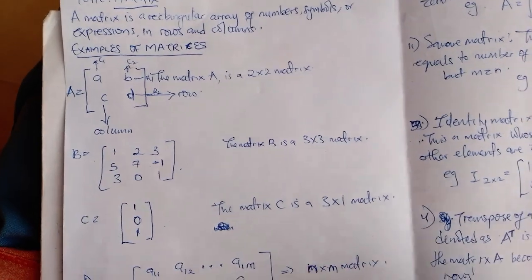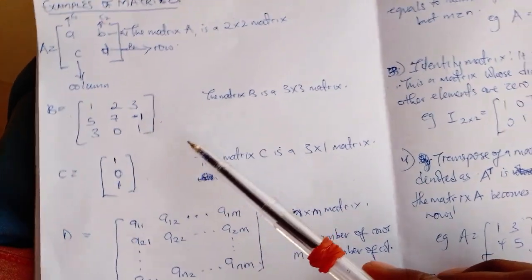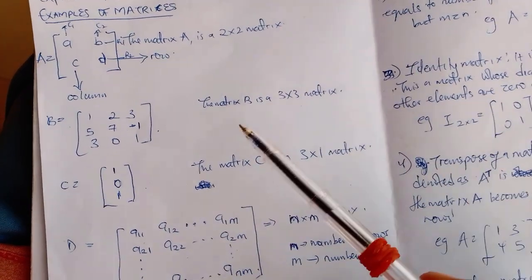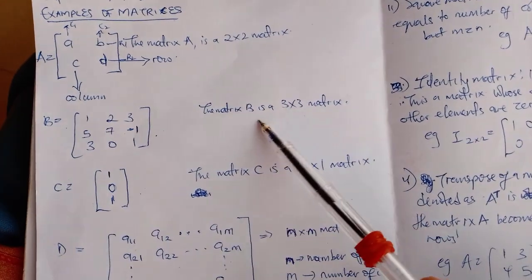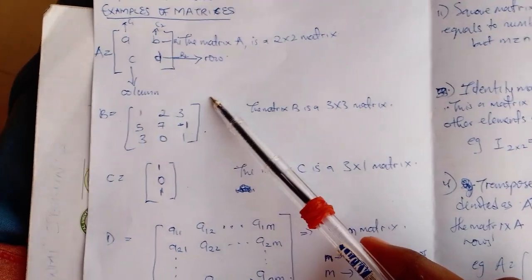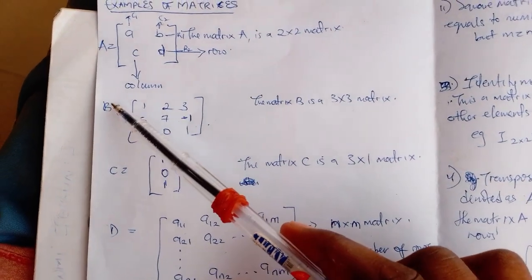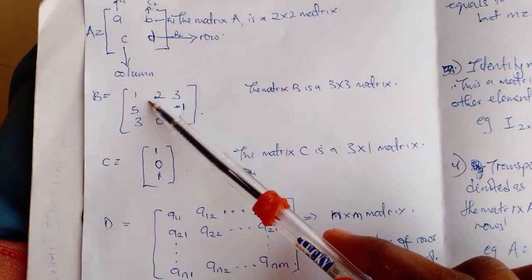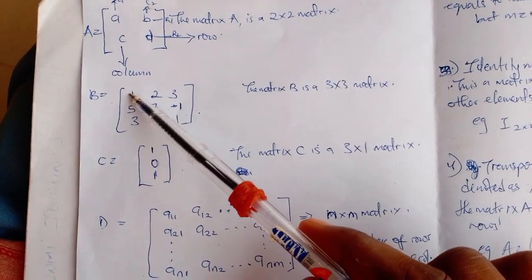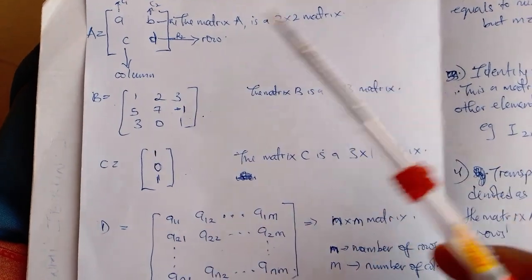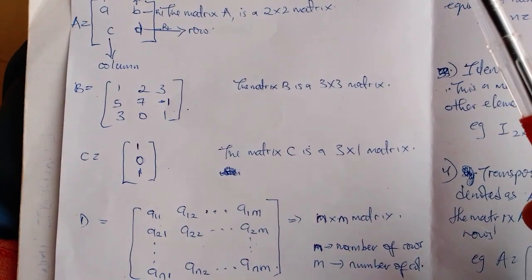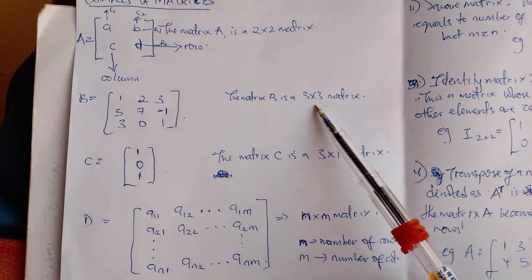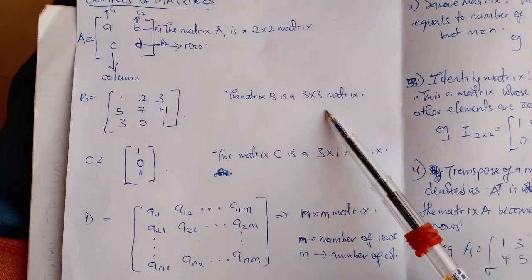Alright, so we are still looking at some examples of matrices here. We also have a 3 by 3 matrix. So matrix B here is a 3 by 3 matrix. Why? Because you have 3 rows and 3 columns. This is row 1, row 2, row 3, 3 rows. We also have 3 columns, this is 1, 2, 3, which is 3 columns. So it becomes a 3 by 3 matrix.